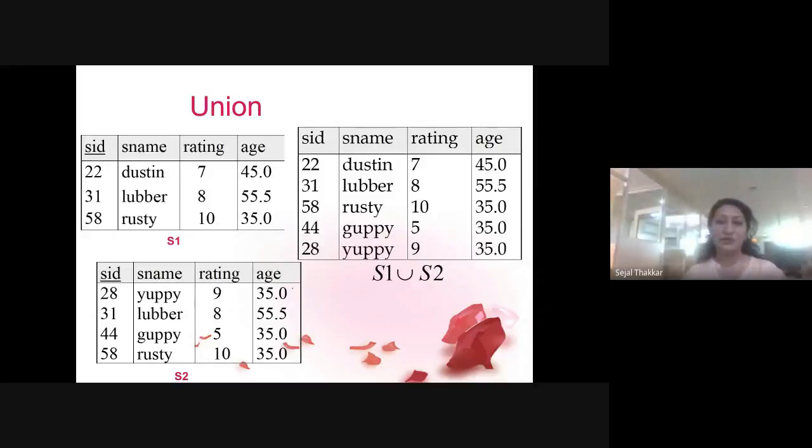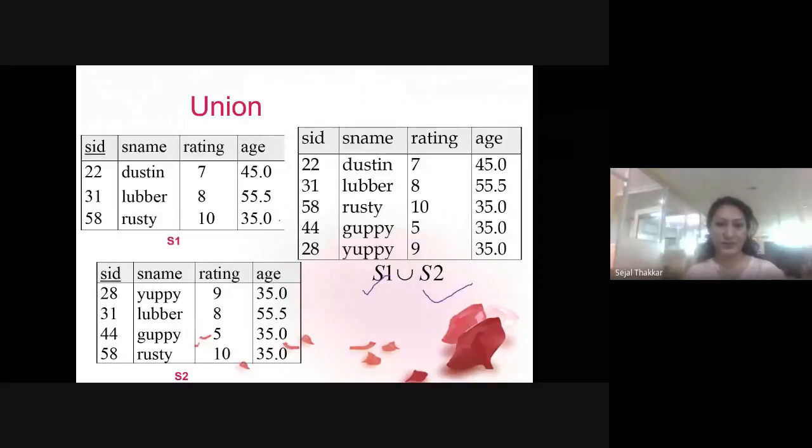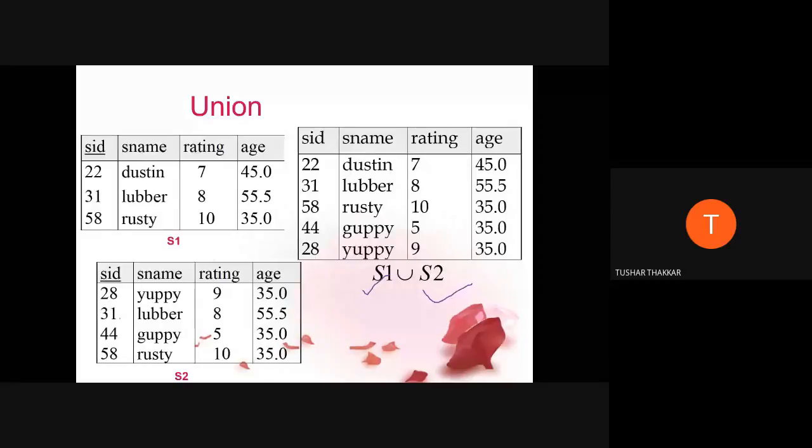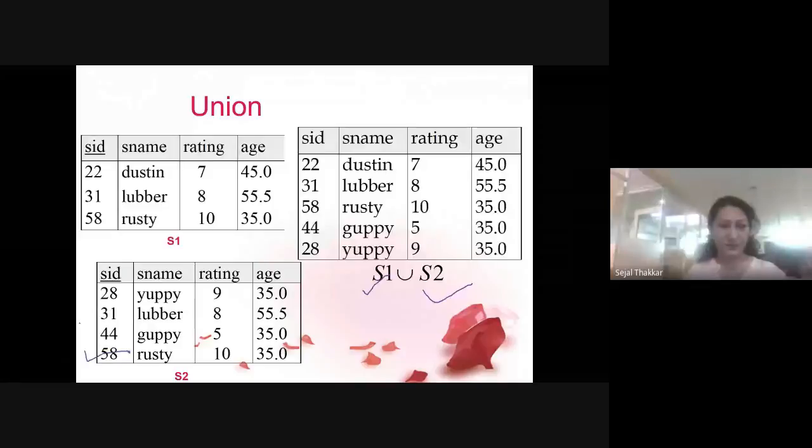Here I'm applying union, S1 union S2. So the rows which are duplicated, for example, which row is duplicate in both the tables? Find out first. 55, 58 and 31, right? These two rows are repeated in both the tables. So it will come one time only. So 22 will be there, 31 will be there, 58, 44 and 28, whenever you are taking the union of these two tables.